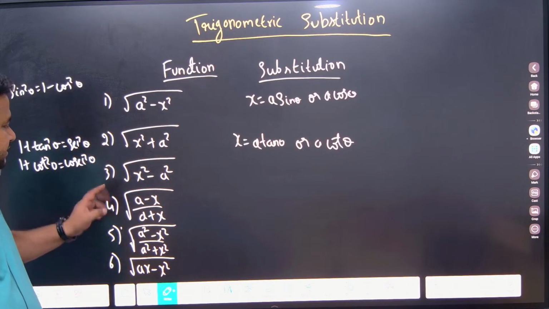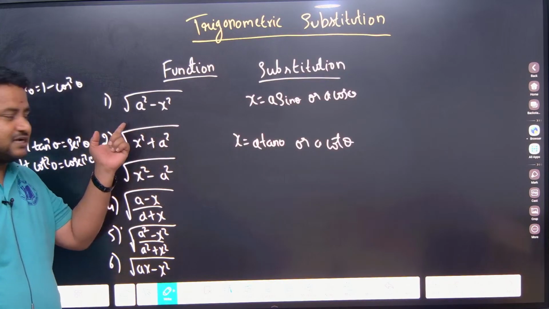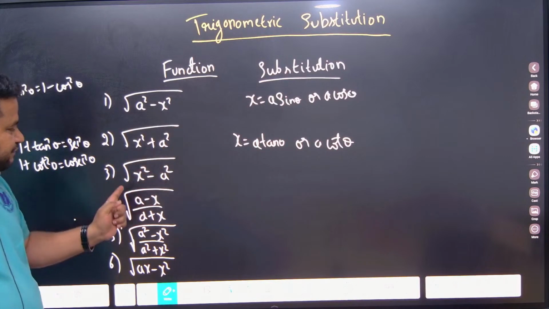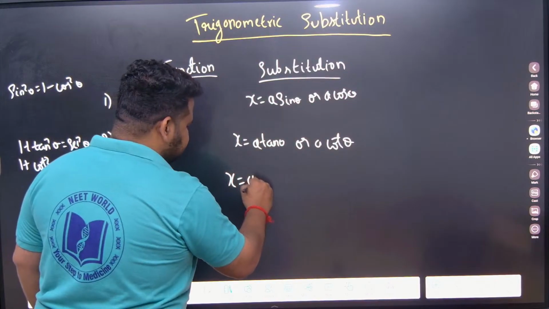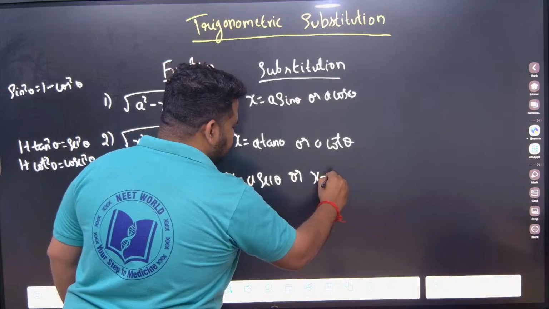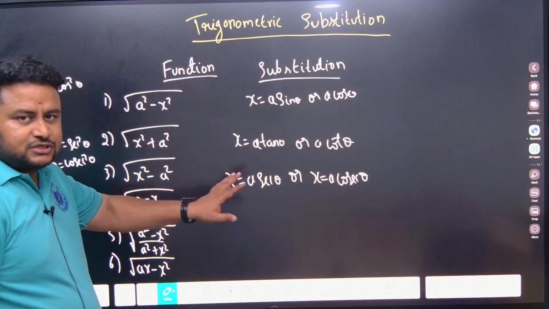Now see here we are having square root of x square minus a square. See here it is a square minus x square. First a is coming, so here you should be careful. Here it is x is equal to a sin theta, a cos theta. If it is coming x square minus a square, what you should put? You should put x is equal to a secant theta, or you can put its complement x is equal to a cosecant theta. These are the values you can substitute.